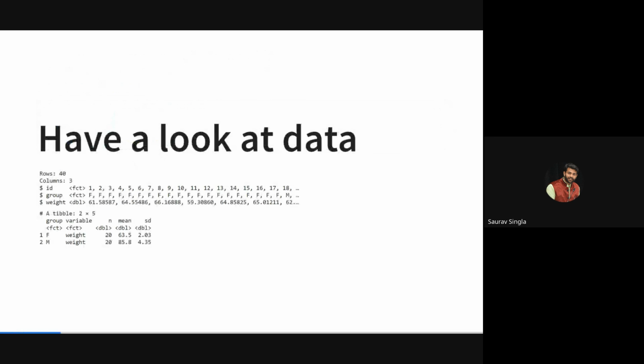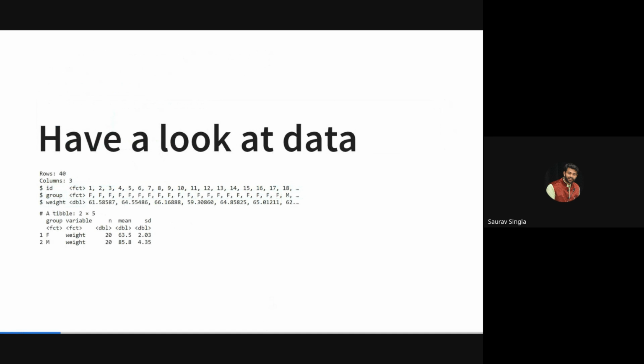So this data has three columns. First column is the ID column. It is nothing, just like a serial number. It is just naming of an individual, like first member of the female group, second member of the female group, third member of the female group, like that.